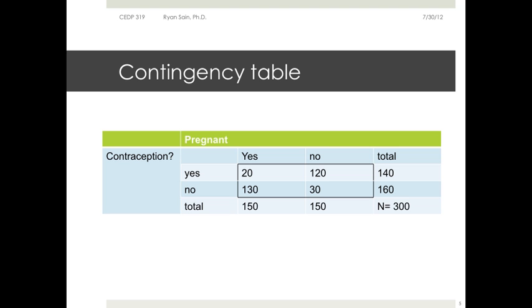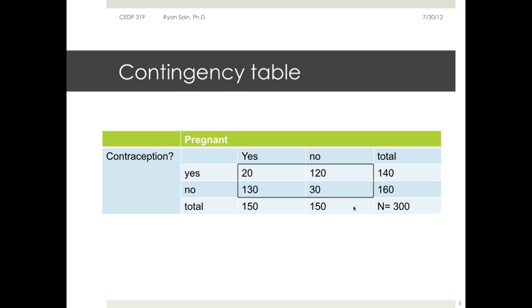People that said they were pregnant, there was 150, and I'm sorry, I looked at that wrong, so let me go over this again. Contraception, people that used it, there's a total of 140 folks, and people that did not use contraception, there was 160. Pregnancy, yes, so 150 people were pregnant, and no, 150 people. So that seems kind of odd, right?